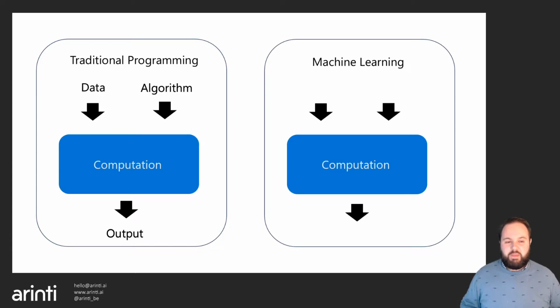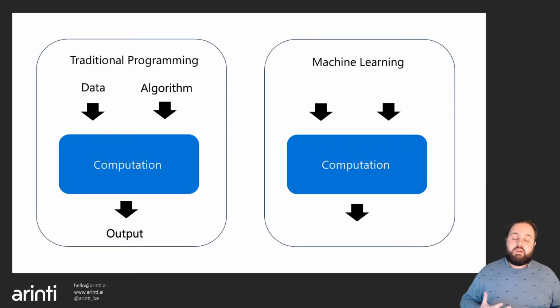Now, if we compare traditional programming versus machine learning, what's actually the difference? In traditional programming, we will have data and we will have certain static business logic. We will call it here in this case algorithm. We go through some computation and then we get the output.